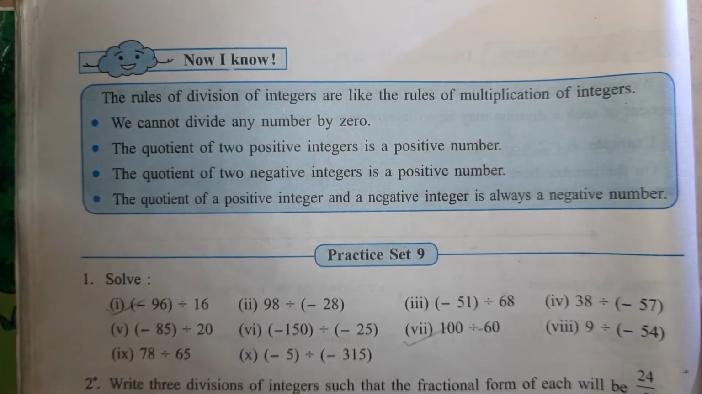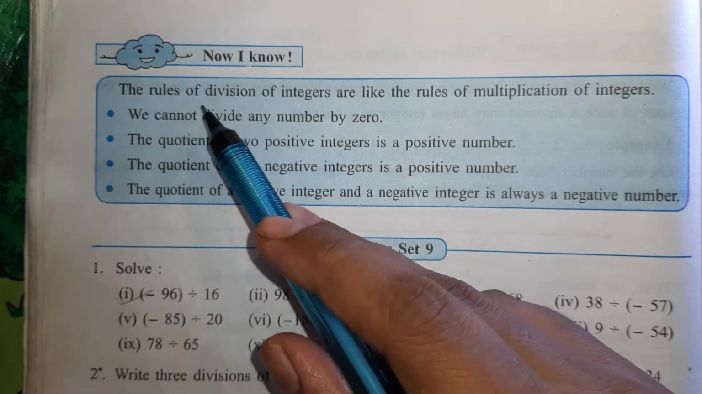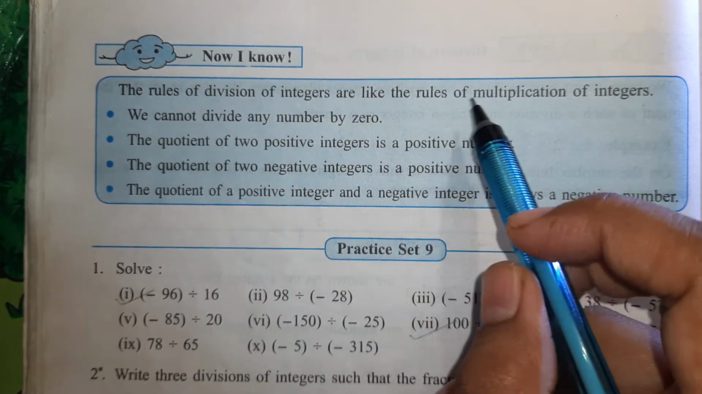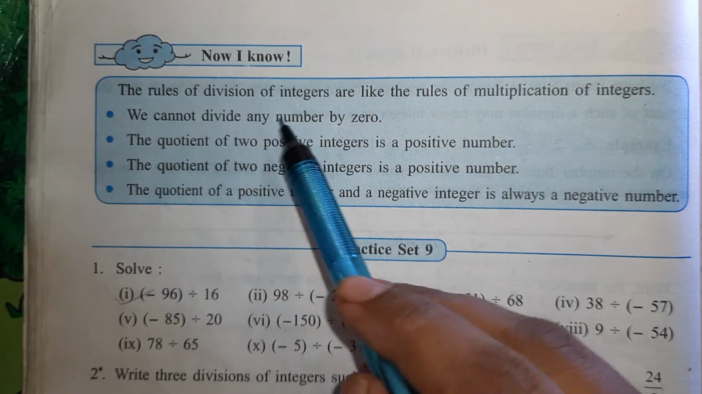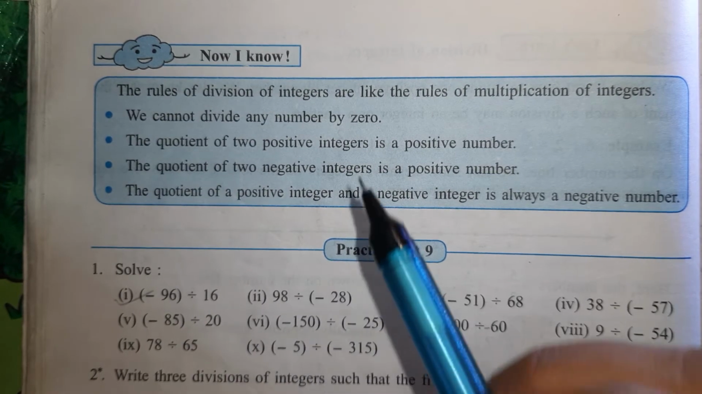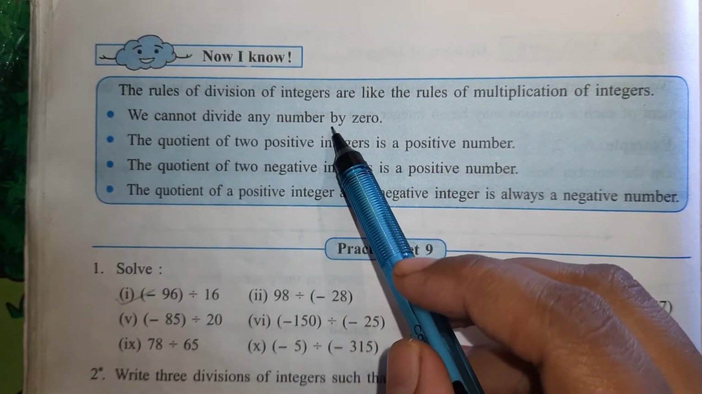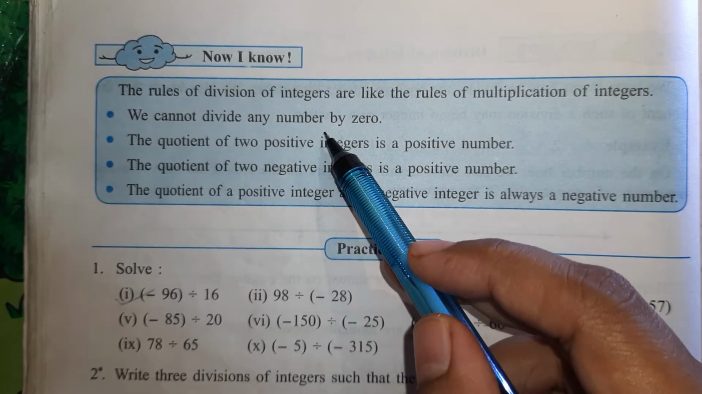Denominator should always be kept as a positive integer. Now what are the rules for division? Same as multiplication. The first rule, as written here: rules of division are like the rules of multiplication only. First rule is, we cannot divide any number by 0. This we have learned in 5th and 6th standard also. Divisor should not be 0.